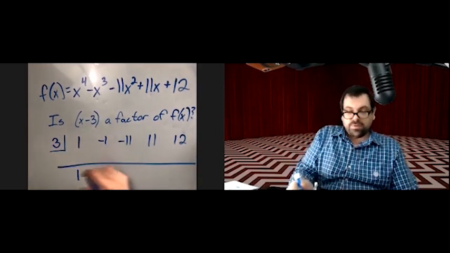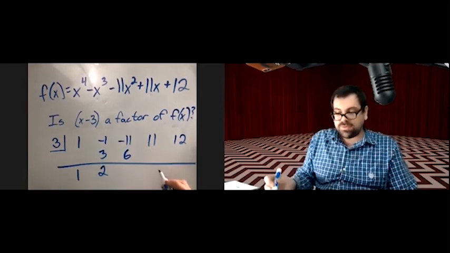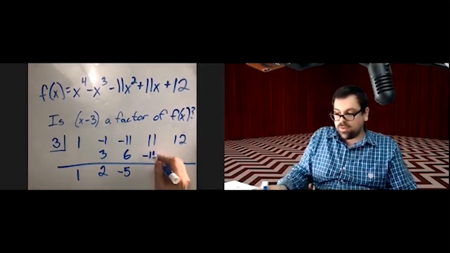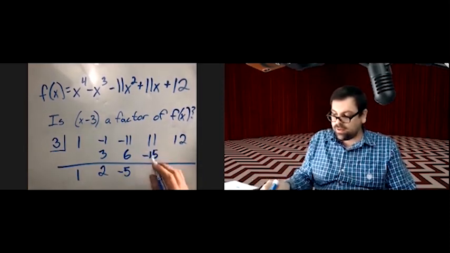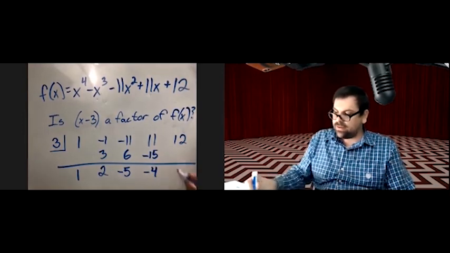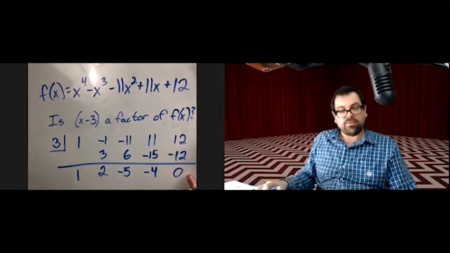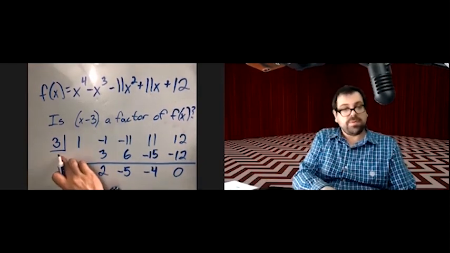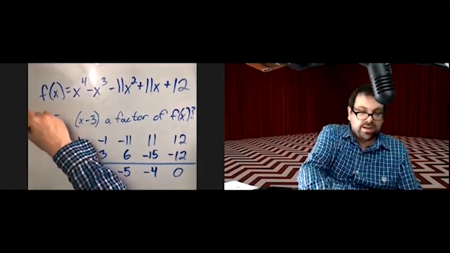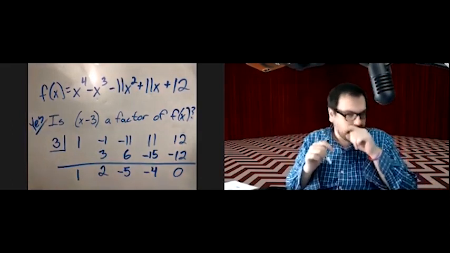Bring down the first number. Multiply and add. Multiply and add. Multiply and add. Multiply and add. We get a remainder of 0. That means 3 is a 0, which means x minus 3, yes, is a factor of f of x.